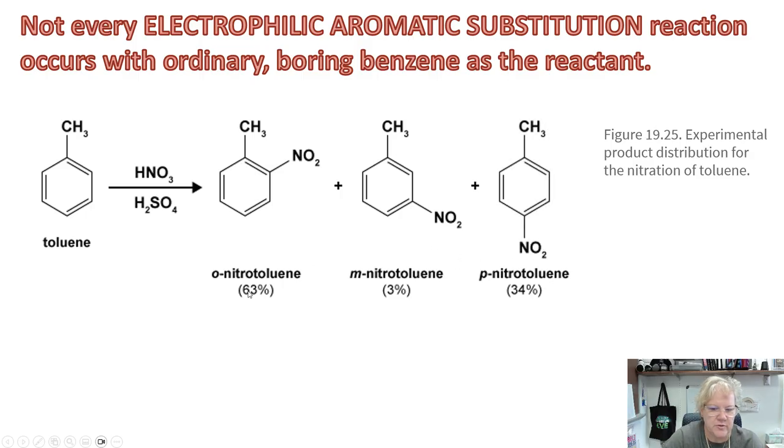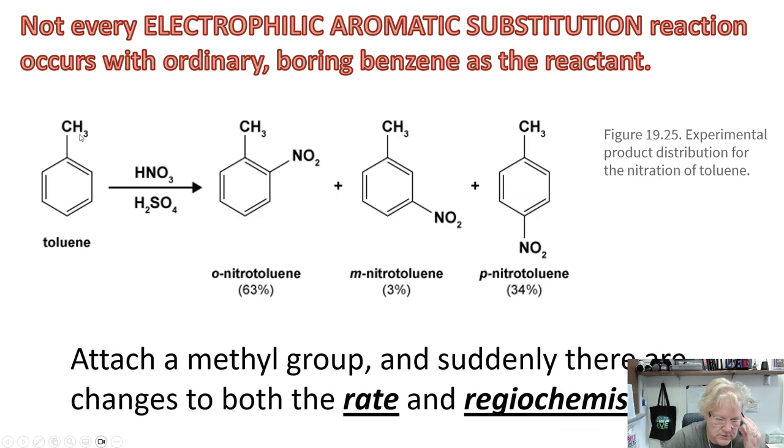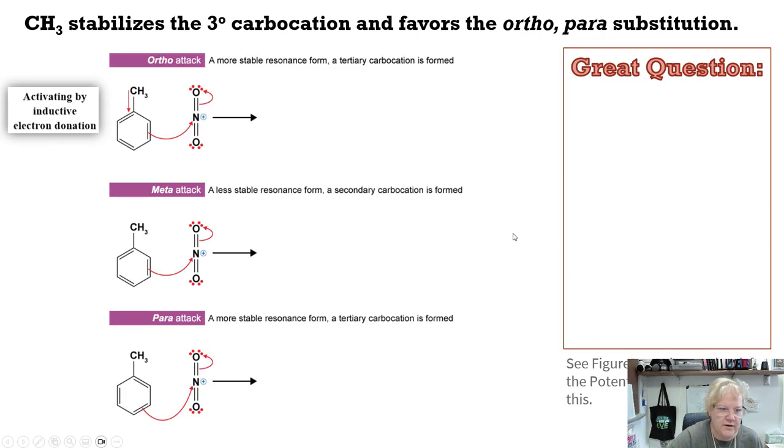Now, some people are out there thinking, oh my gosh, I have to memorize those percentages. No, you do not. But you do need to know that you are going to have more ortho and para than meta. This is an ortho-para director. Suddenly there are both changes in rate and regiochemistry. This was on the faster side just because of inductive effects, but it is going to direct ortho-para.